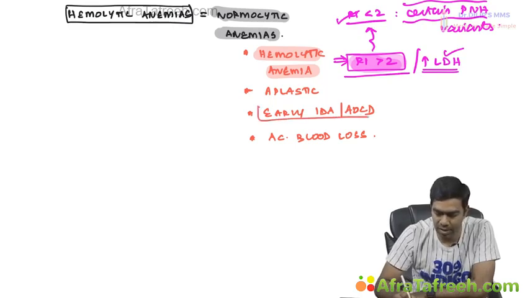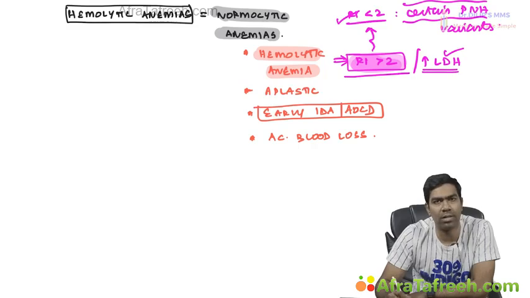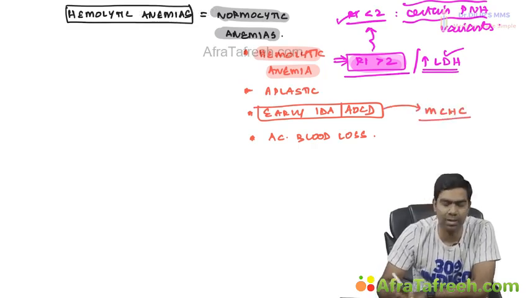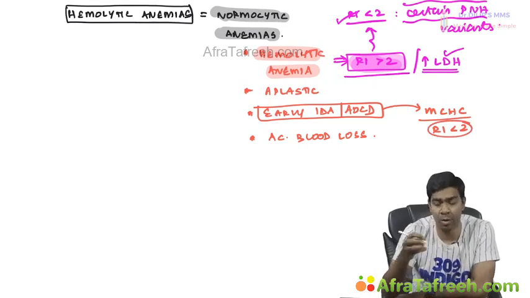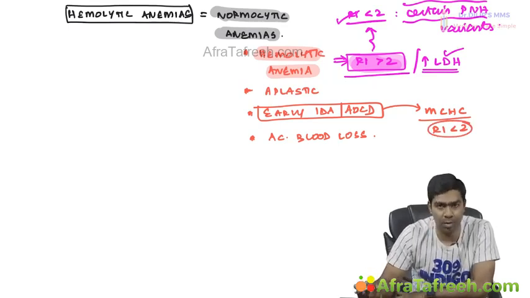Early stages of iron deficiency anemia and anemia of chronic disease might show a normocytic picture, but at one point of time, at least in exams, you should tell that these are microcytic hypochromic anemias. And definitely in these conditions, the reticulocyte index will be less than 2 because of underproduction, because these are examples of hypoproliferative anemias.